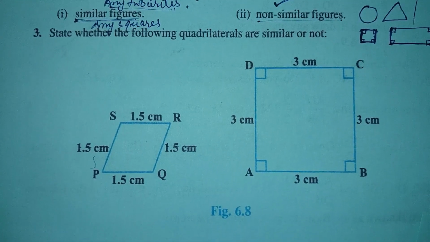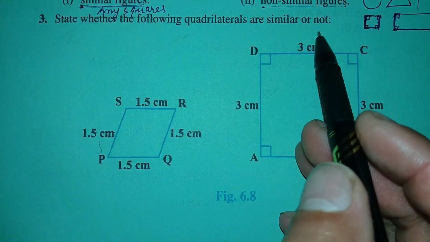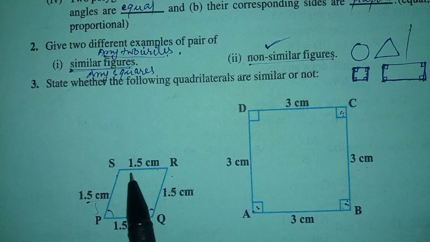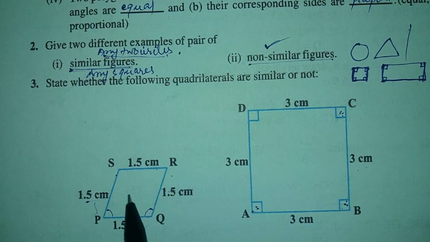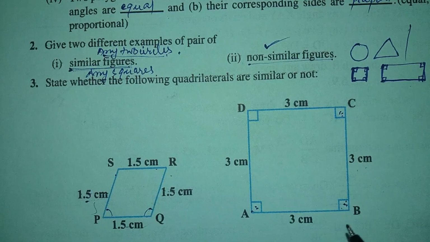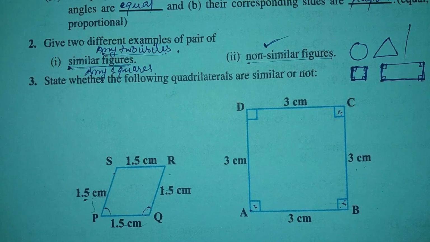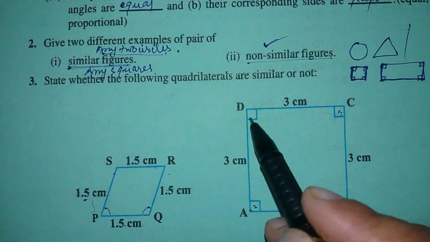Now we'll move to question number 3. State whether the following quadrilaterals are similar or not. Now here, in the first quadrilateral, we have all the sides 1.5, 1.5, and the angles here are not 90 degrees. So this is a rhombus. And here in the second quadrilateral, we have all the sides equal, 3 centimeters, 3 centimeters, 3 centimeters, and each of the angles is 90 degrees. So this is a square.